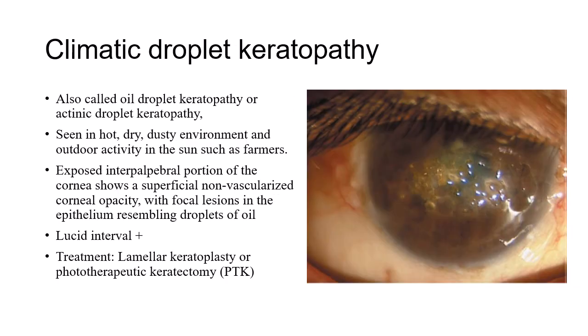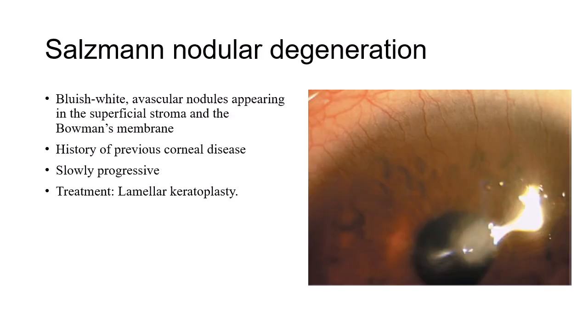Climatic droplet keratopathy is seen in people who work in extremes of temperature and dry climate, and this is what it looks like. You see, it looks like a gelatinous drop on the cornea. Again, it is a superficial deposit and it can be scraped off manually or using PTK. There is a lucid interval, although this one you see is involving the central cornea, right? It is also known as oil droplet or actinic droplet keratopathy.